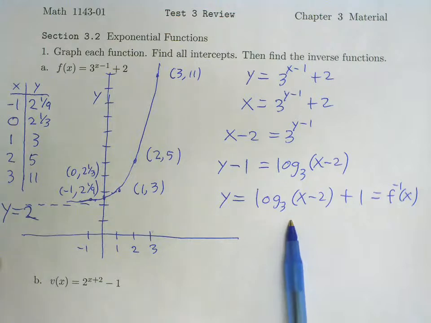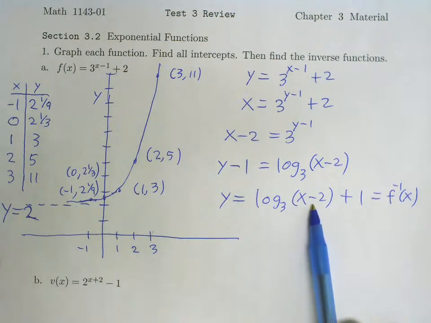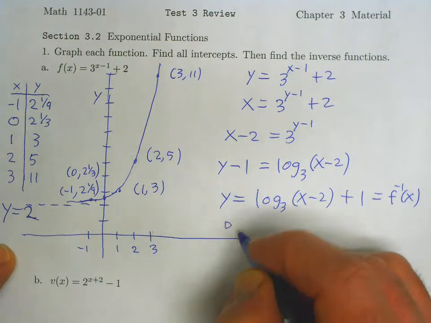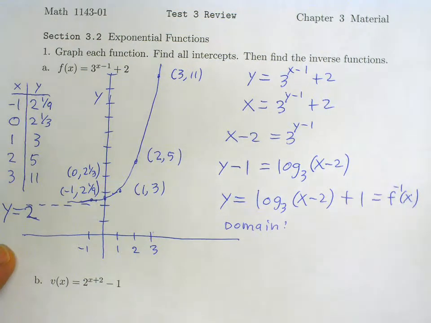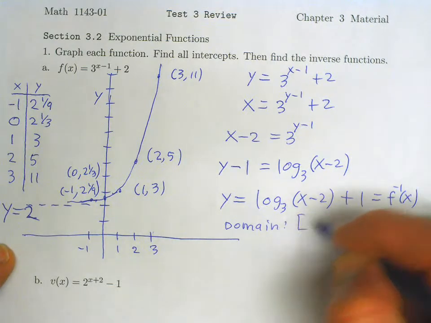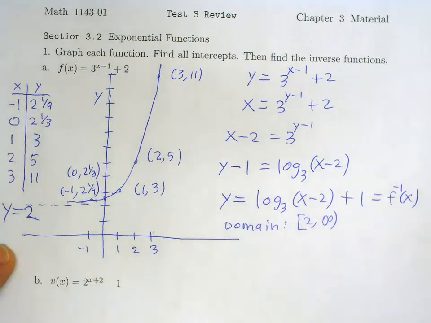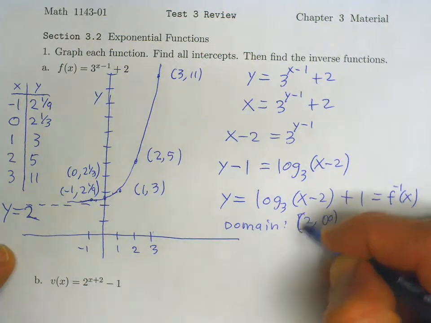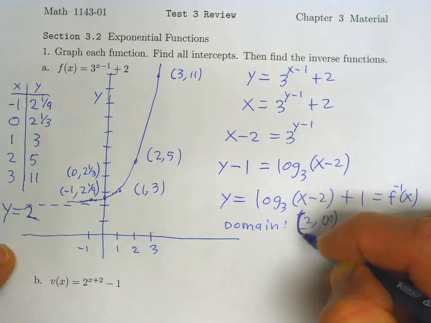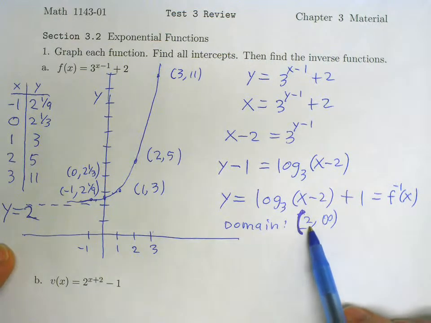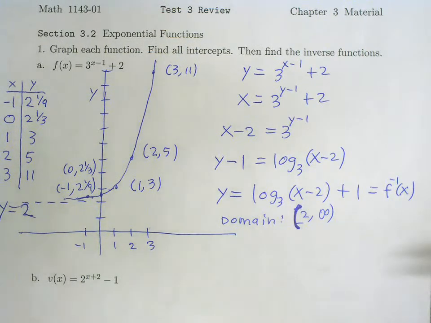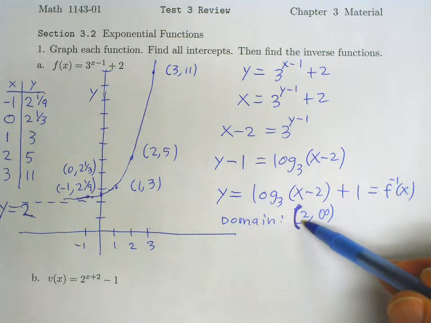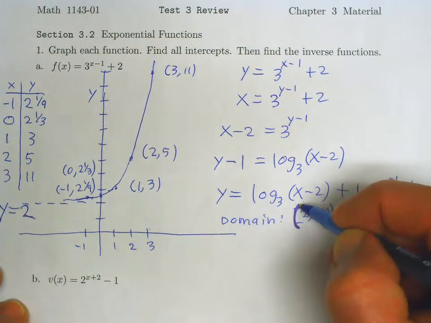I'll point out one other thing. The domain of this inverse, remember, arguments of logarithms have to be positive. So x minus 2 has to be greater than 0. And so the domain is x greater than 2. So the domain is from 2 to infinity. I messed up. It should be parenthesis 2 comma infinity, because x minus 2 has to be strictly greater than 0, which means x has to be strictly greater than 2. So we do not include 2.